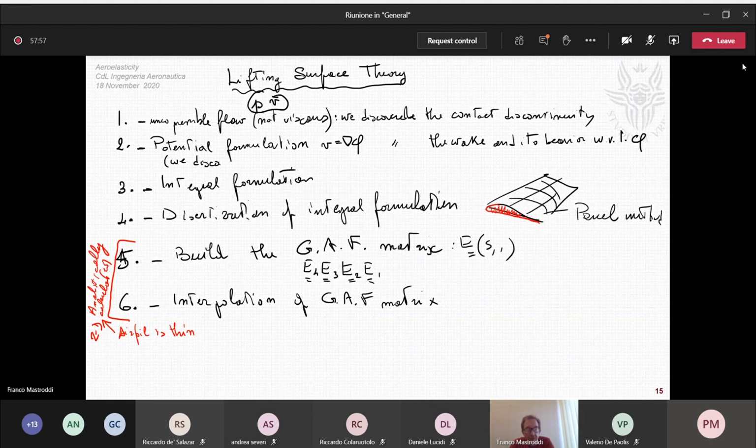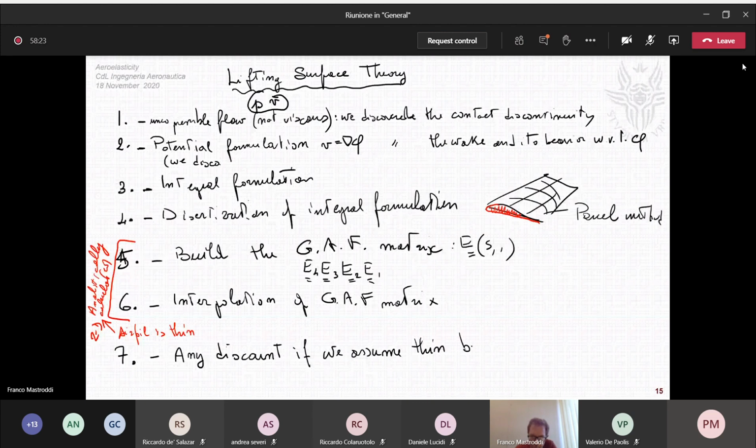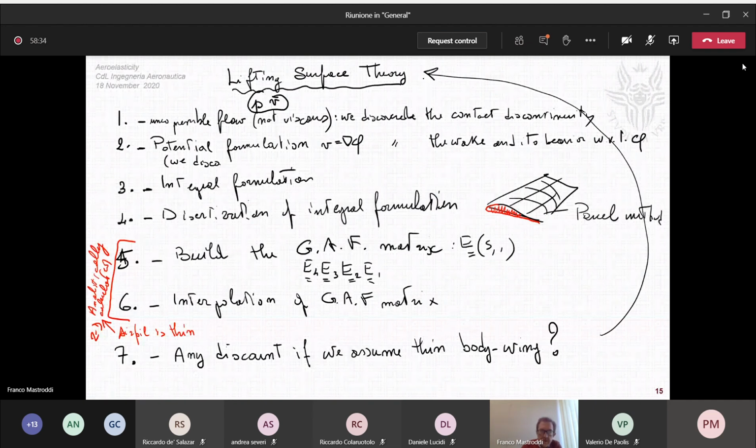And the question in the very final point, seven, is the following: any discount if we assume a thin body, a wing, and that's the reason for the lifting surface theory? Any discount?